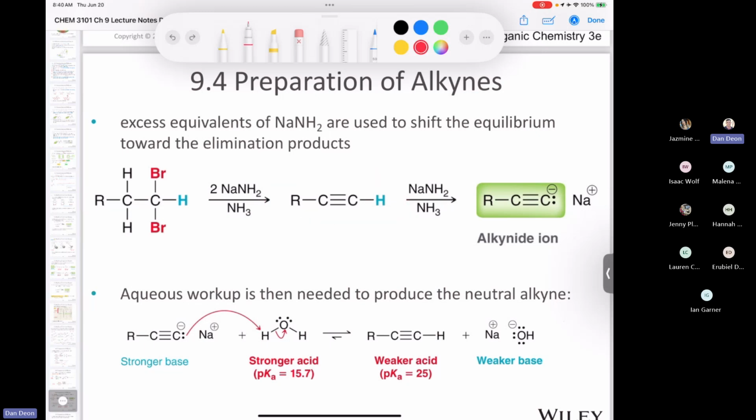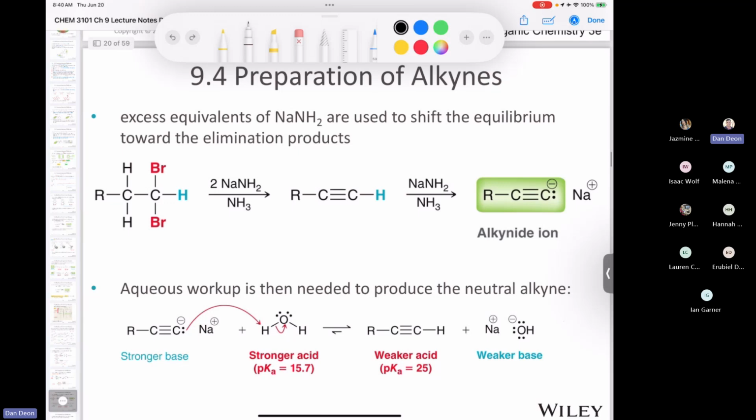But hold the phone. If you have a bunch of amide in here, it's basic enough to rip this proton off. And so you actually end up with the alkynide ion in the end. Again, let me repeat this: if you were to take this compound, we'll just write RCH2CHBr2, the condensed form of this compound, and treat it with excess sodium amide, you're going to end up with an alkynide ion. And so you need a second step, which is to throw in some water to protonate, and then you're going to end up with the terminal alkyne like that.